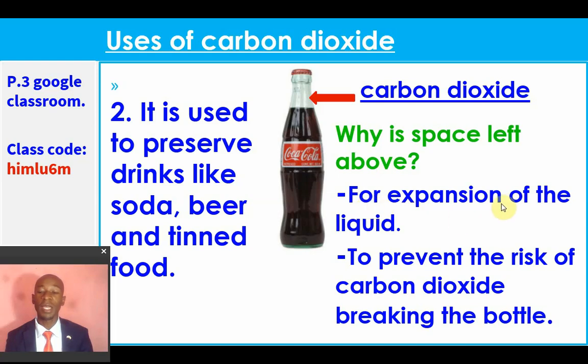So 1 is for expansion of the liquid, and 2 is to prevent the risk of carbon dioxide breaking the bottle. When there is expansion here, that gas of carbon dioxide fills up this place. So if this space was not left, then this bottle would just break. Are we together, class? So this gas here is carbon dioxide, and it is used as a preservative for the drink not to go bad. Is that well understood? I hope so.